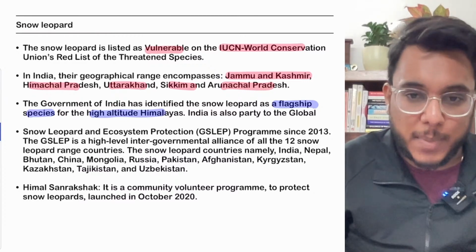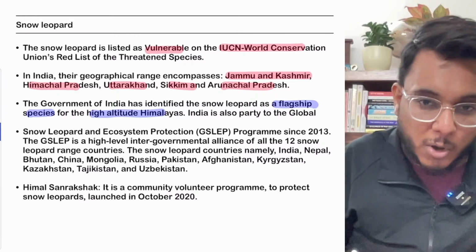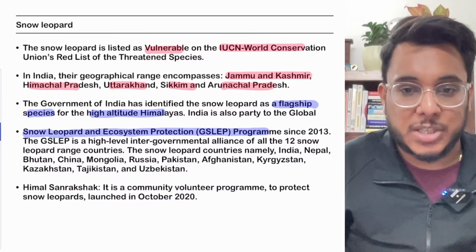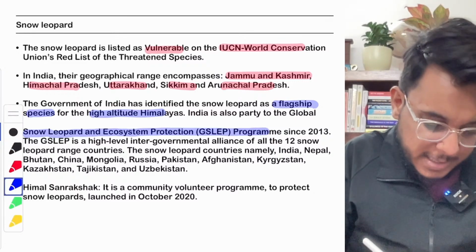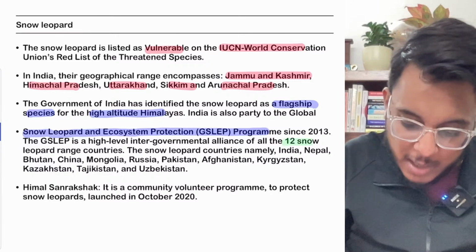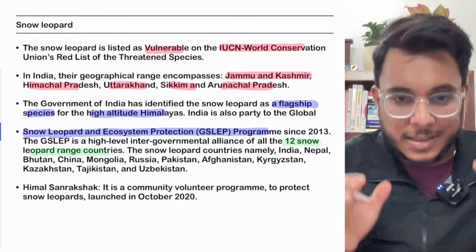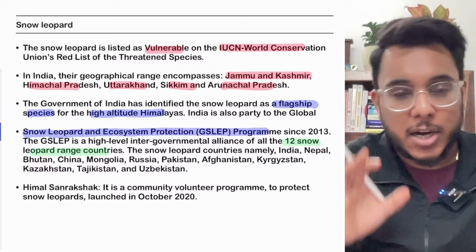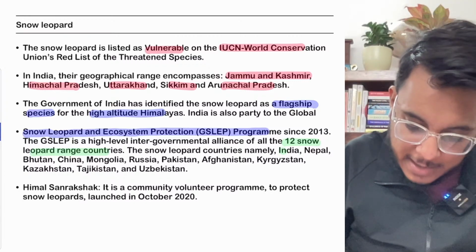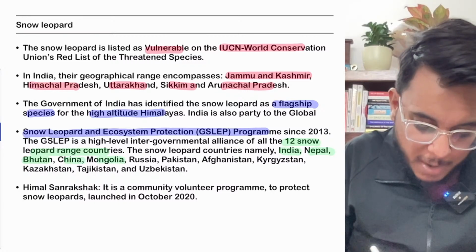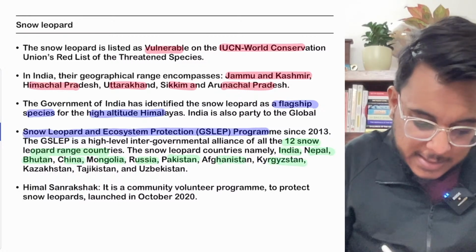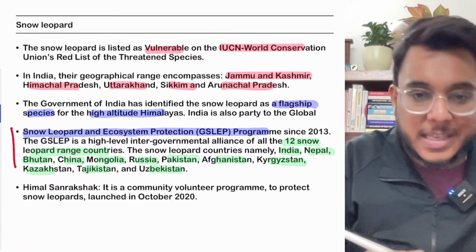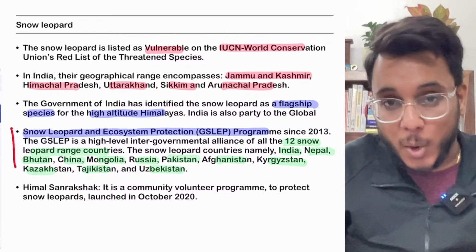For the snow leopard, India is also running the Snow Leopard and Ecosystem Protection Program, GSLEP. This GSLEP is an intergovernmental alliance where the 12 snow leopard range countries have cooperated to focus on the conservation of the snow leopard. These 12 countries are India, Nepal, Bhutan, China, Mongolia, Russia, Pakistan, Afghanistan, Kyrgyzstan, Kazakhstan, Tajikistan and Uzbekistan. Please keep these countries in your mind, because the snow leopard is an important species and a question can come on it.